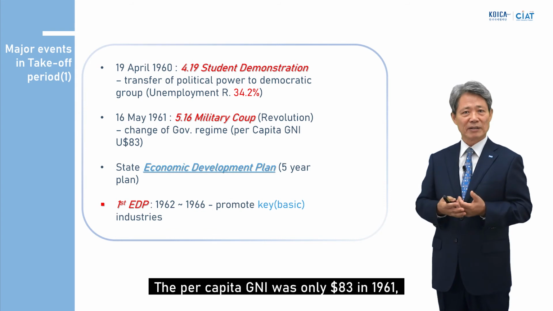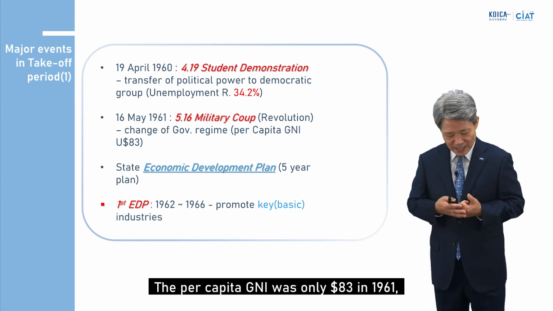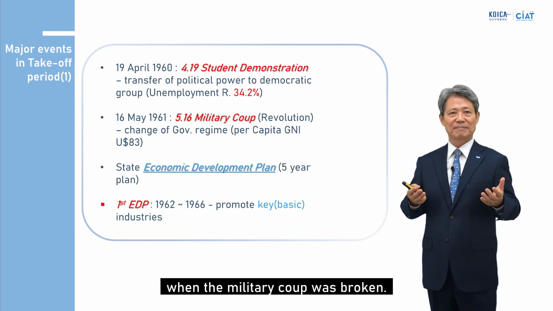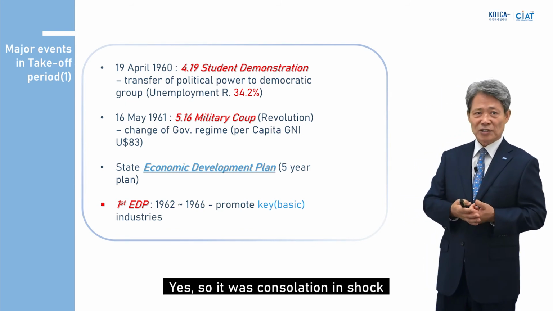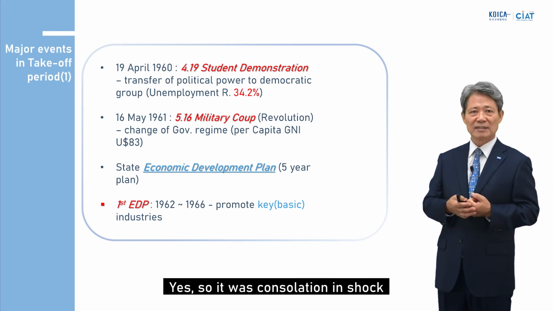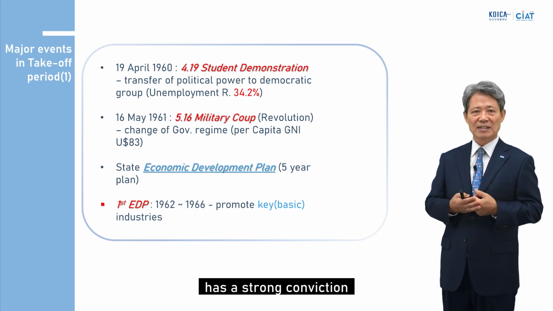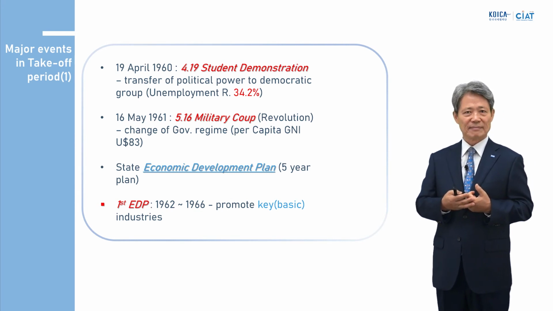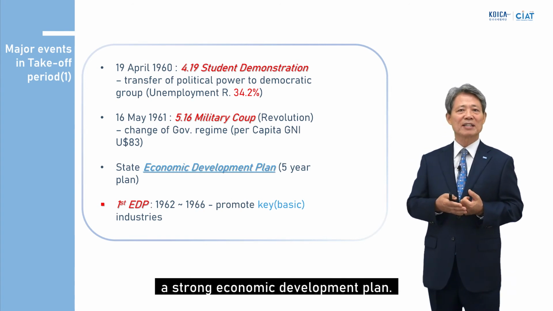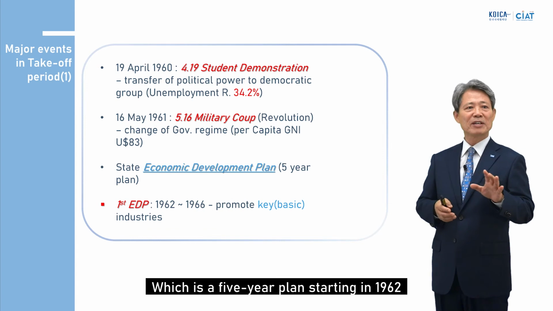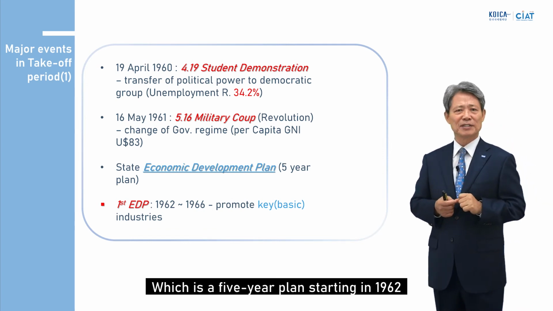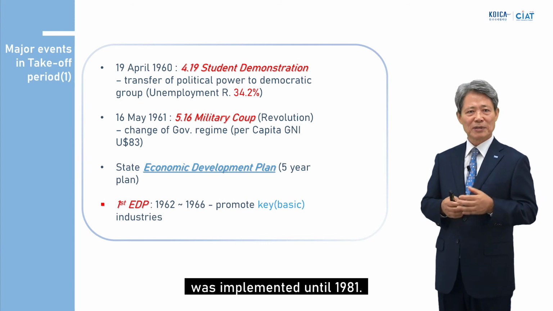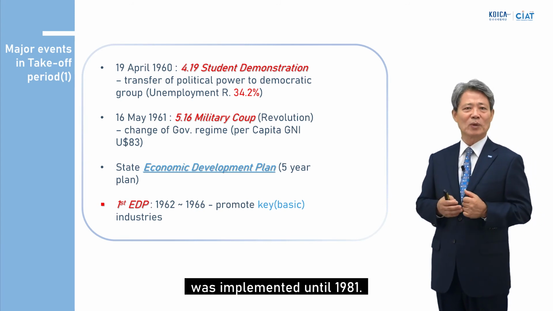You know, the per capita GNI was only $83 in 1961 when the military coup broke out. Yes, it was a consolation in shock that the military leader had a strong conviction for economic development and national well-being. The new government made a strong economic development plan, a five-year plan starting in 1962. Four economic development plans were implemented until 1981.